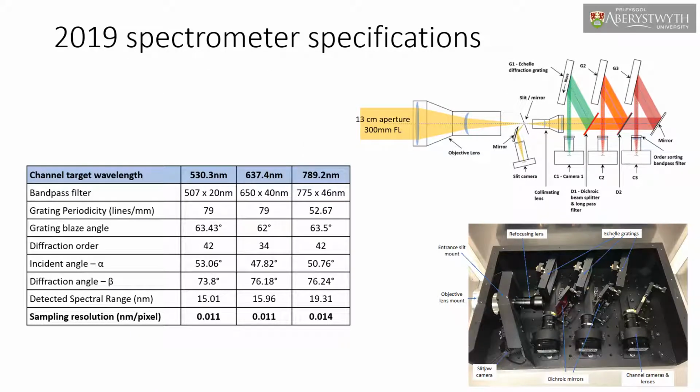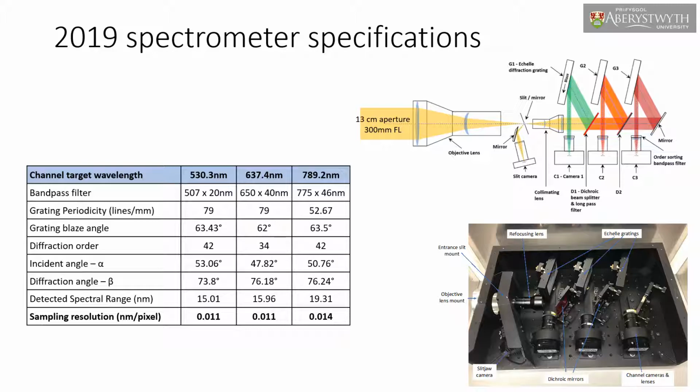And let's take a look at the build of our spectrometer. Unfortunately, the 2017 device had some issues and data was deemed unreliable, but this year's model worked out quite well. First, we have a large objective lens to gather light, then reflected into a white light slit jaw camera for context images. The rest of the light passes through the slit and goes through a series of dichroic mirrors.